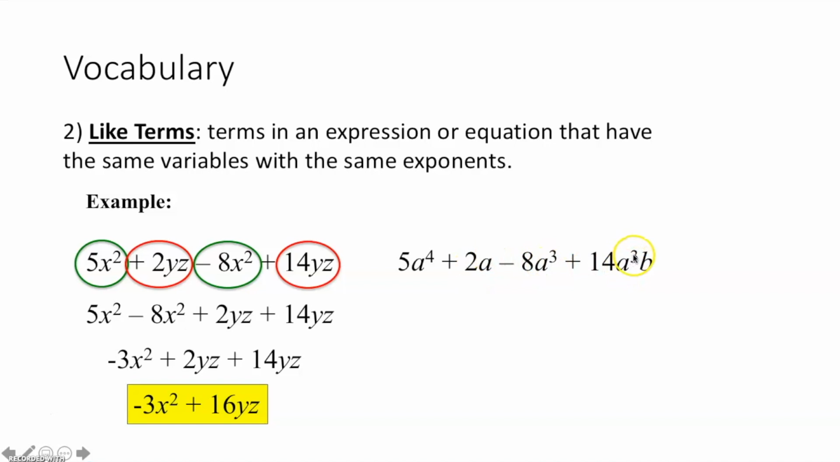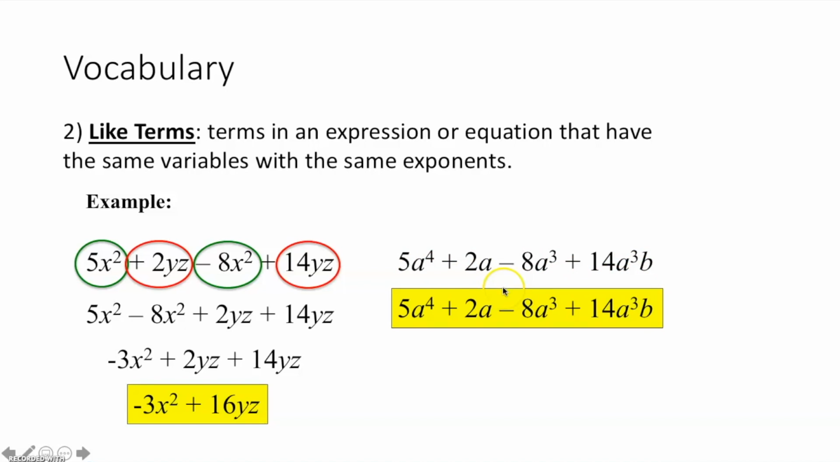Yes, this has an a to the third, but note, it also has a b. Because the variables are not the same, it has an a cubed and a b, these two would not be considered like terms. So there's nothing to combine in this, so this would already be in simplest form.